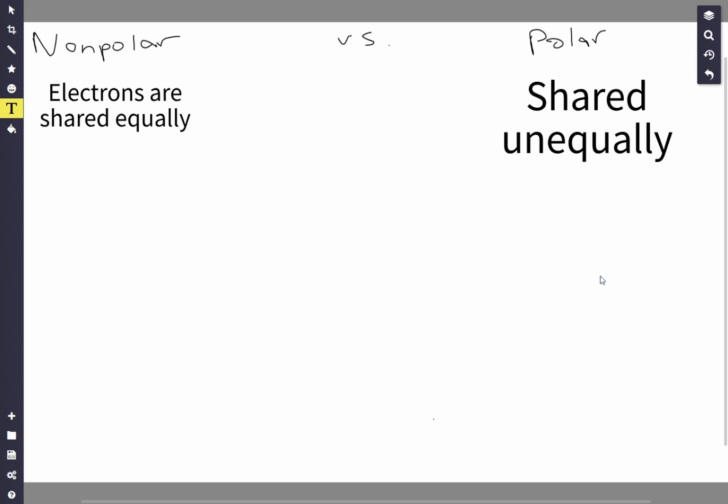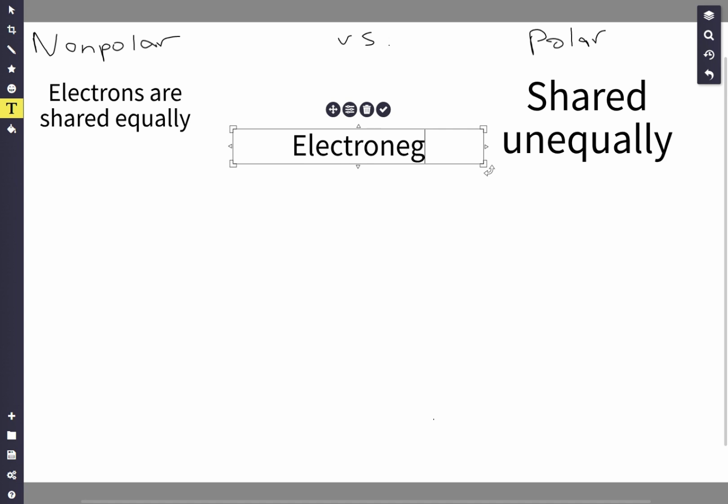This is determined by the electronegativity of the atoms forming the bond. So you're probably wondering, right, what is electronegativity? Electronegativity is the ability of an atom to attract shared electrons. So an atom with higher electronegativity is more likely to pull the shared electrons in a covalent bond closer to it.